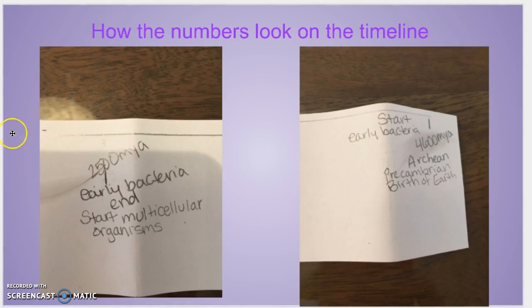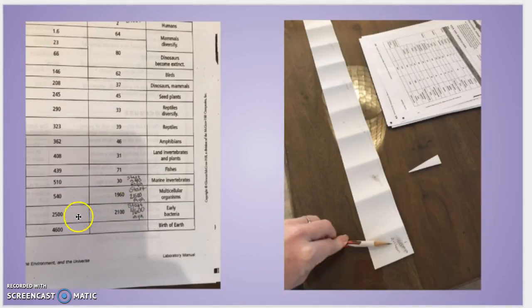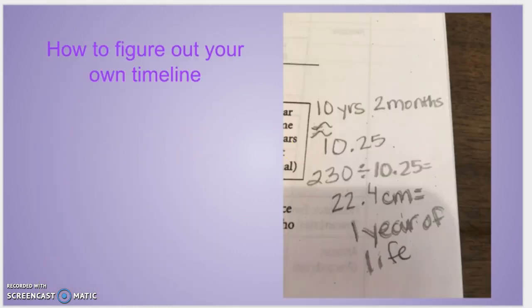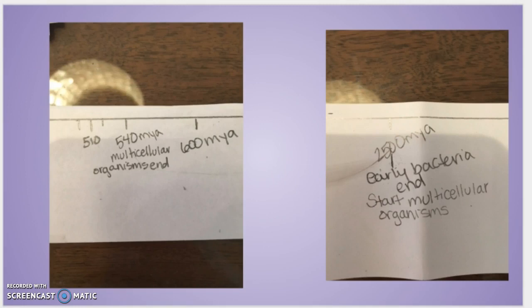Early bacteria ended 2,500 million years ago. Then you're going to go back to your paper and see when early bacteria started. To find out, it said that it lasted for 2,100 million years. So you're going to add those together and see that it started 4,600 million years ago, at the beginning. So you're going to go to the very beginning of your strip of paper and write start early bacteria. It started at 4,600 million years ago and it ended at 2,500 million years ago. Then you're going to do that for all the other numbers.